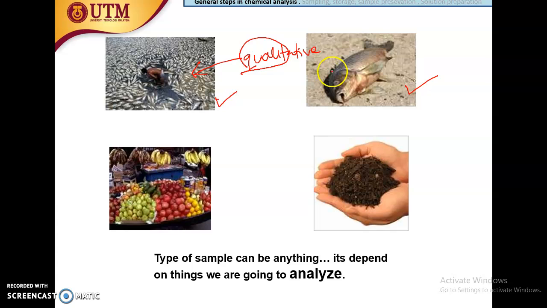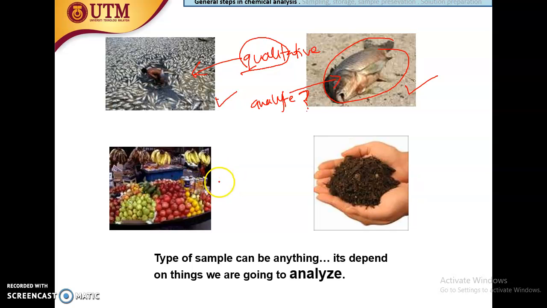In this case, the sample is your fish. Fish is a solid sample, and you want to determine what's inside. What's inside is your analyte. Do you know what the analyte is? Of course not. That's why we want to know the chemical compound. That's the case on pollution.